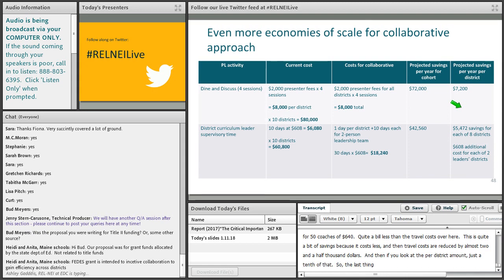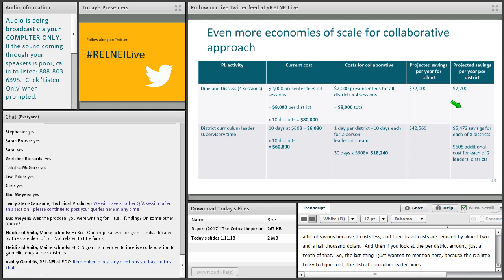So the last thing I just wanted to mention here, because this is a little tricky to figure out, the district curriculum leader time was also going to change as a result of this collaboration. And if you remember, originally in the current situation, Anita and Heidi figured that they were spending 10 days planning and organizing all these activities. So if each district has that going on, that's about $61,000 for all the districts.